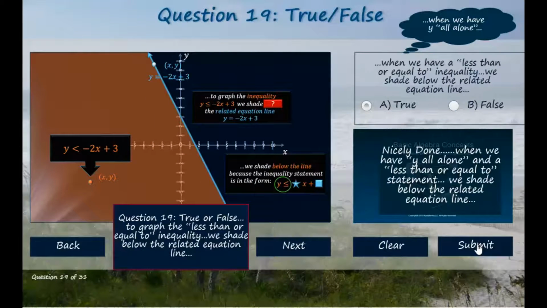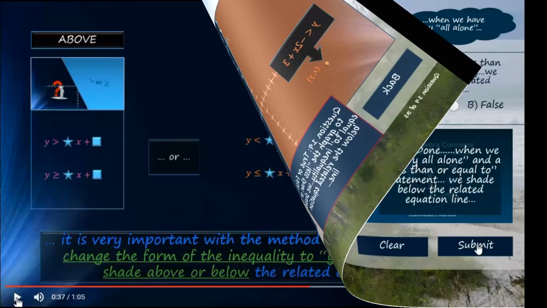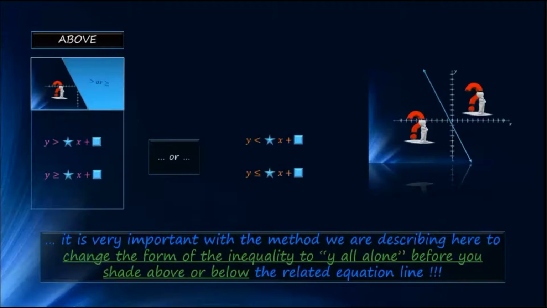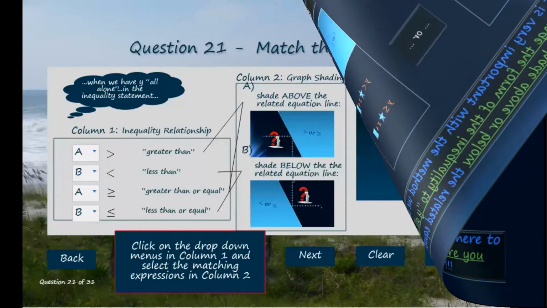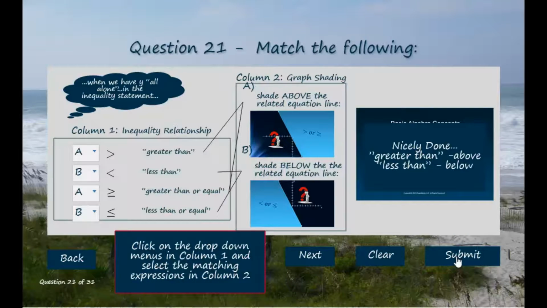Nicely done. When we have Y all alone and a less than or equal to statement, we shade below the related equation line. If we are talking about Y is less than, or Y is less than or equal to in our inequality statement, we shade below the related equation line. Nicely done. Greater than, above. Less than, below.